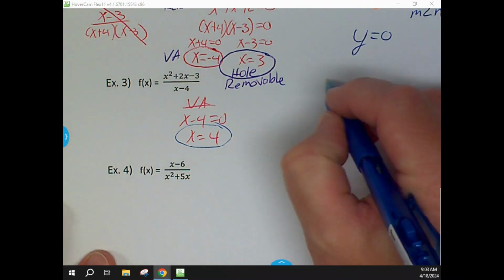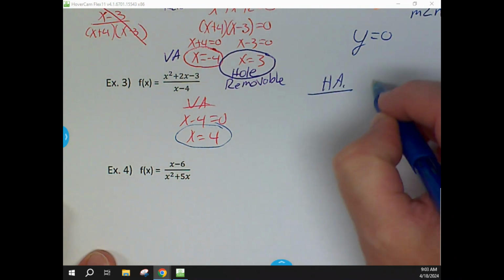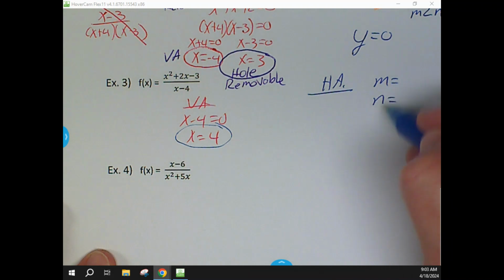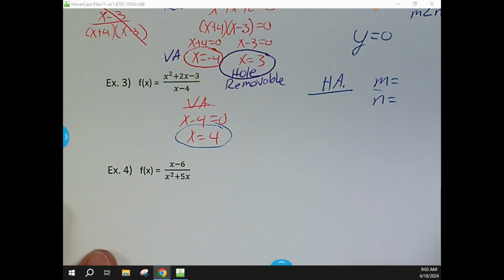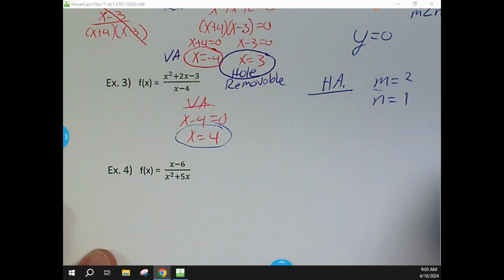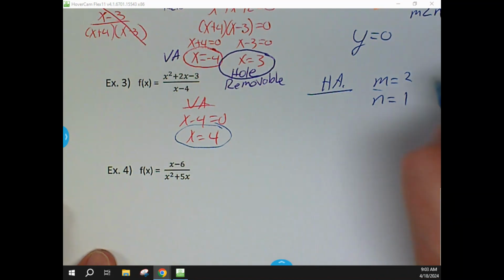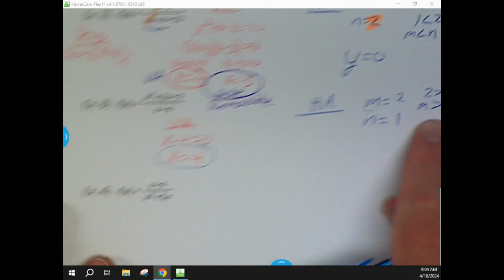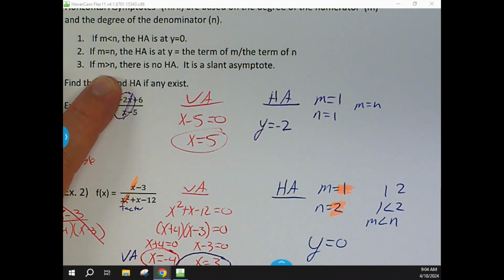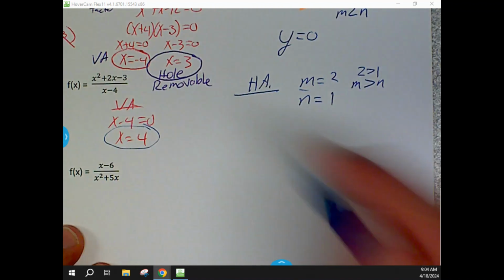Okay, for the horizontal asymptote, we need the 2 degrees. Think about it this way: if you stack them up, m comes before n, so m is on top, n's on bottom. So you can think m over n. Numerator on top is 2. Bottom is 1. So in that case, your m is greater than n because 2 is greater than 1. And if the m value is greater than n, there is no horizontal asymptote. So the answer would just be that there is none.